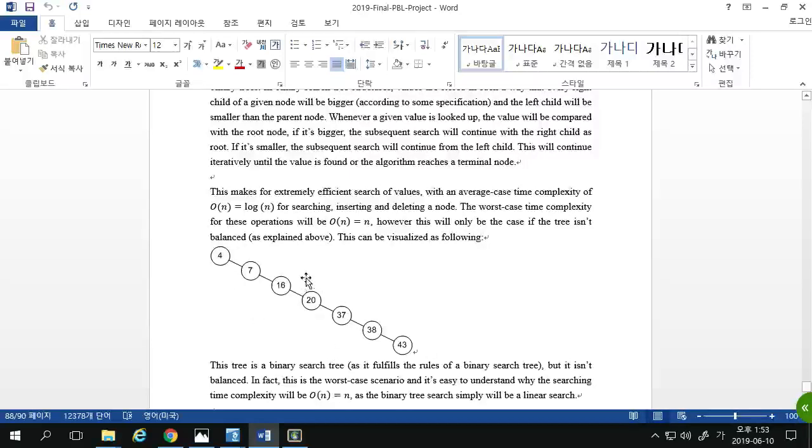So the time complexity of searching for an element here would be just big O of n, because this would basically just be like searching linearly through an array.